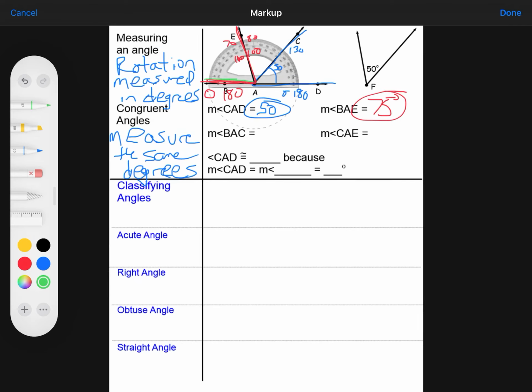BAC, let me trace it here. Notice it starts on the outside number of 0. It ends here on an outside number of 130. So just like the blue angle, BAC also is near the 50 and 130, but because it uses the outside number starting at 0, you get 130. Or just subtract the outside numbers. 130 minus 0 is 130. Or subtract the inside numbers. 180 minus 50 is 130.